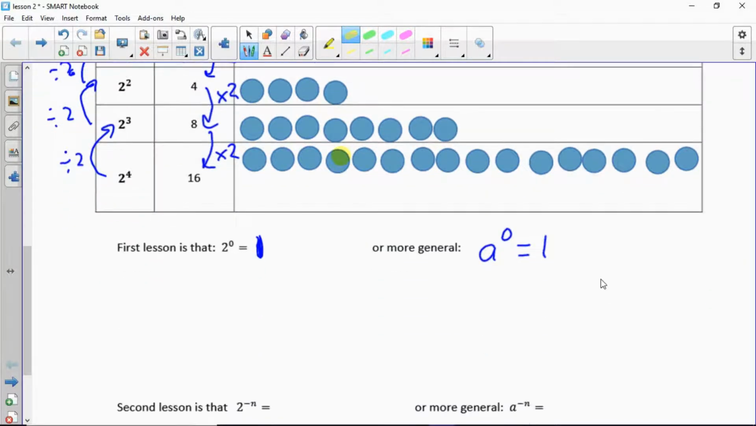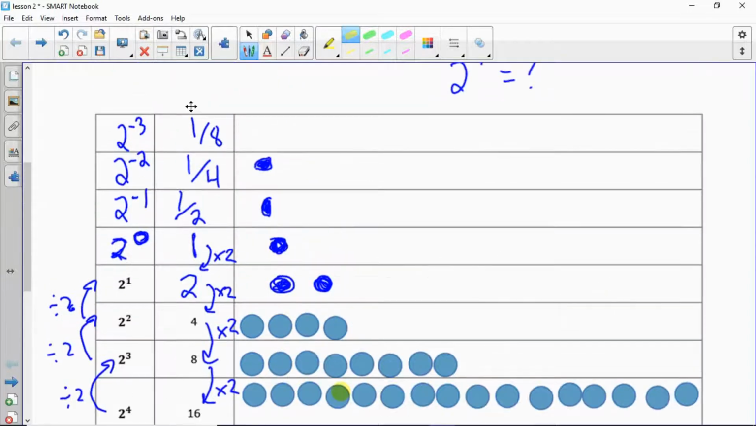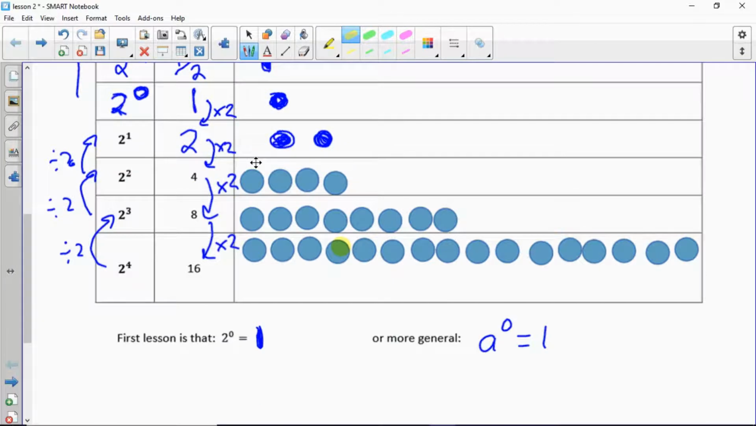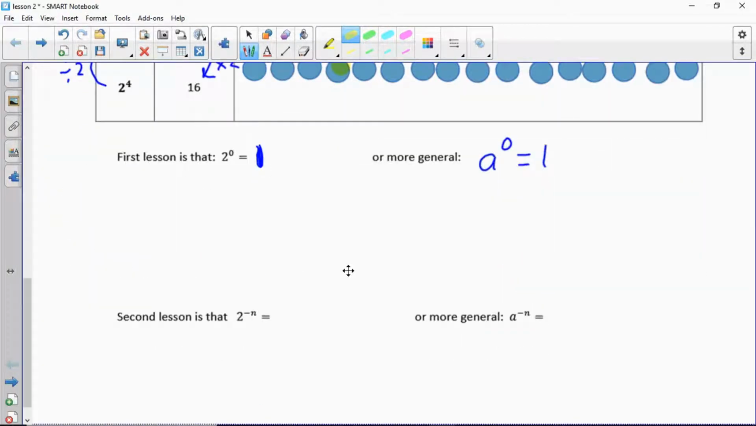The second lesson is, notice each of these numbers up here. So I'm just looking up at the top right here again. Notice that I get 1/2 or 1 over 2 to the power of 1. And here I get 1/4 or 1 over 2 squared. And here I get 1/8 or 1 over 2 to the power of 3. So really, 2 to the power of negative n is 1 over 2 to the power of n. For example, 2 to the power of negative 3 was 1 over 2 cubed, which is 1/8.